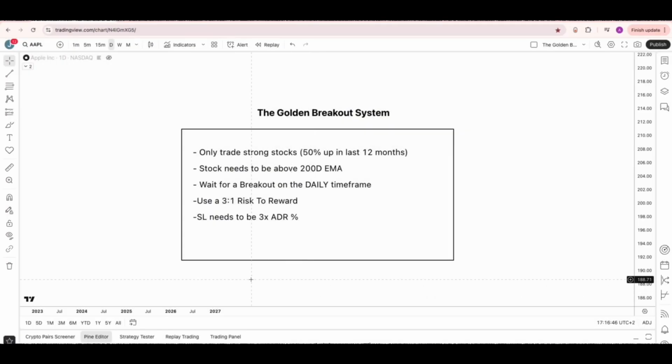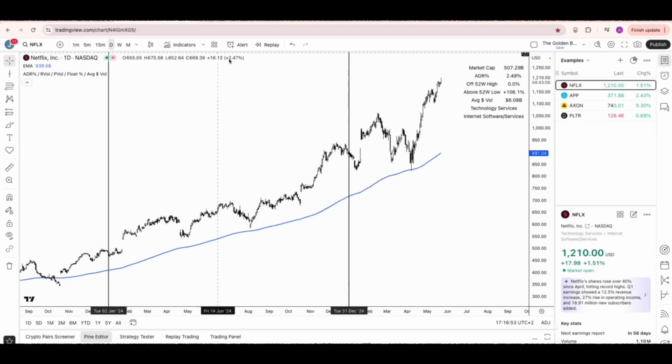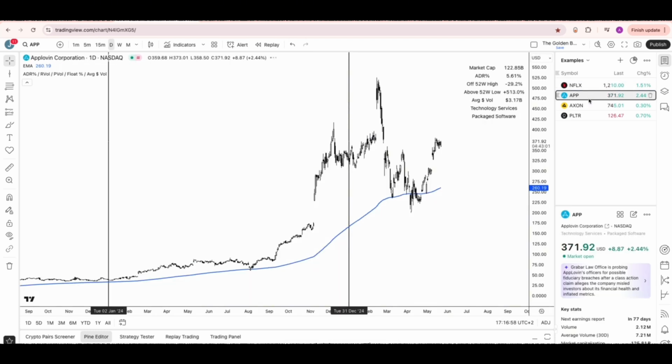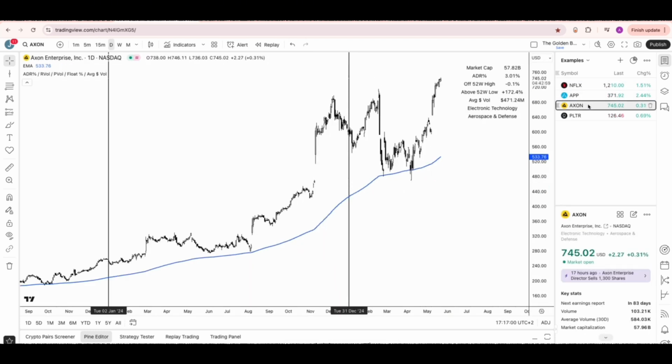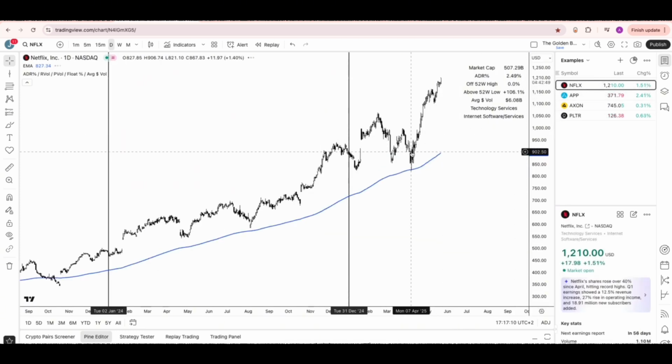So now we will analyze even more stocks by taking the criteria from the golden breakout system and applying it to 3 stocks: Netflix, AppLovin, and Axon Enterprise. And what we basically will do is we will once again analyze a full calendar year to see how this strategy would have performed. So let's start off with Netflix.